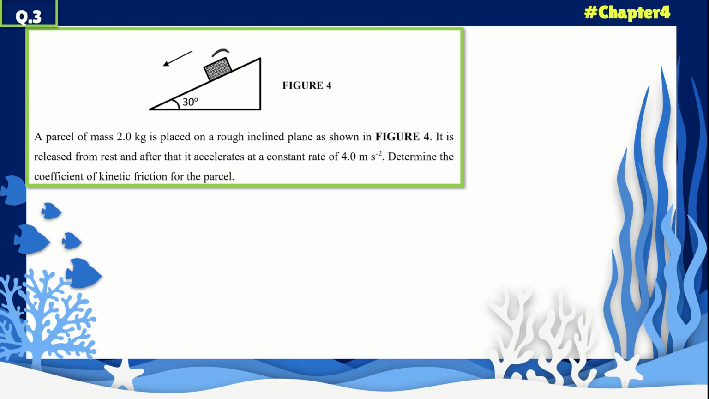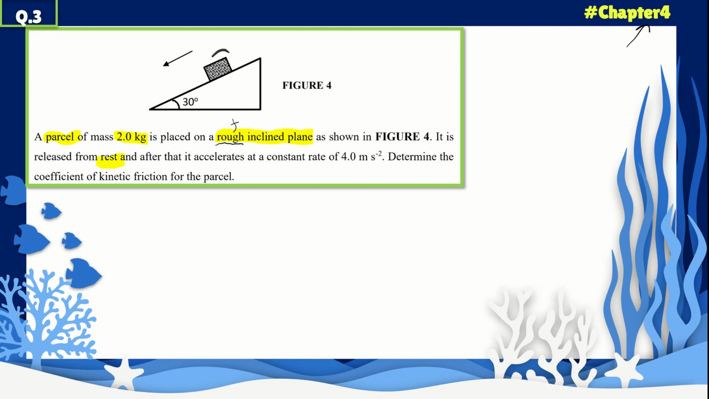Solution for question number 3. So question number 3 is from chapter 4. The question is, we have a parcel of mass 2 kg placed on a rough inclined plane. So basically, when you have the word rough, you will have in your mind that this is having a friction. As shown in figure 4, it is released from rest.